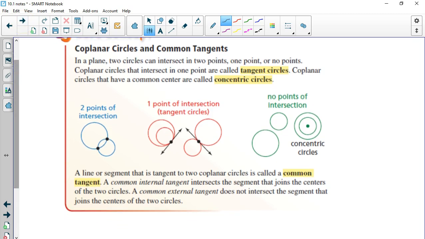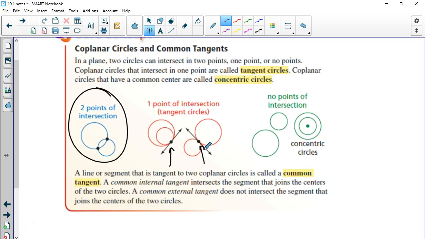Okay, so coplanar circles and common tangents. Okay, coplanar. The plane is your piece of paper, the desk, any flat surface. Okay, so two circles can intersect at 2 points. Okay, kind of like a Venn diagram. Okay, 1 point right here and right there, whether the one circle's inside the other or one's outside the other.